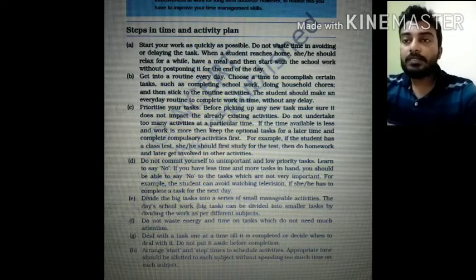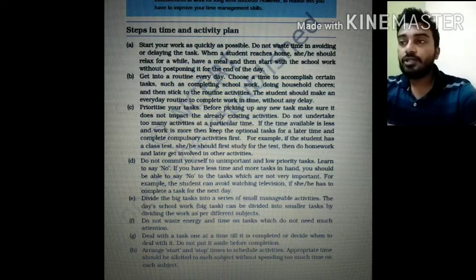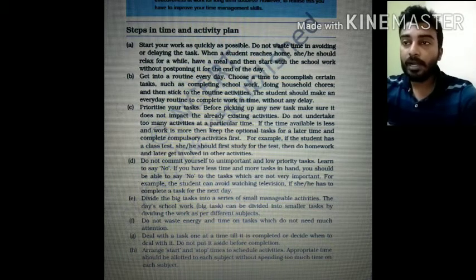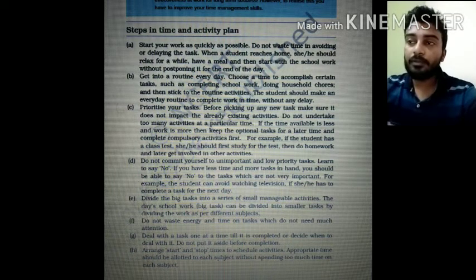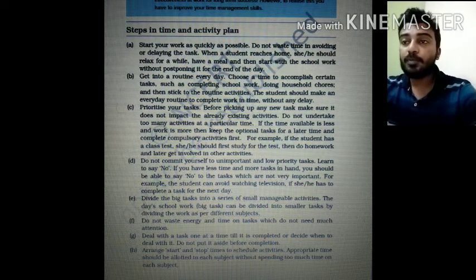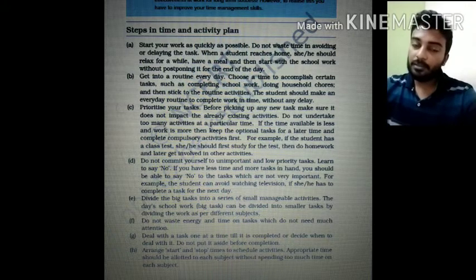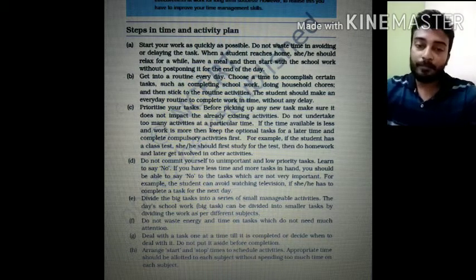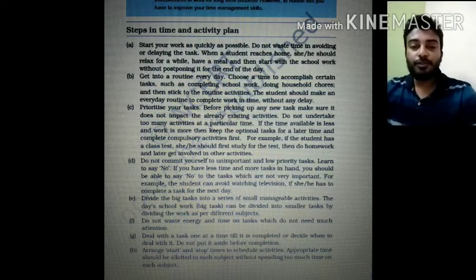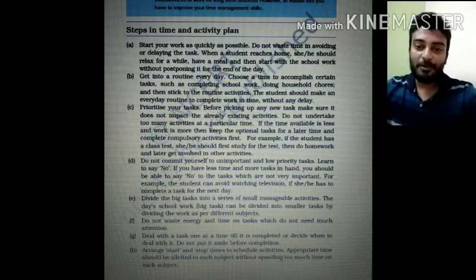Number one is start your work as quickly as possible. Do not waste time in avoiding or delaying the task. When a student reaches home, she or he should relax for a while, have a meal, and then start with the school work without postponing it for the end of the day. So this is a basic suggestion given to you, but I don't know how many of you follow this.